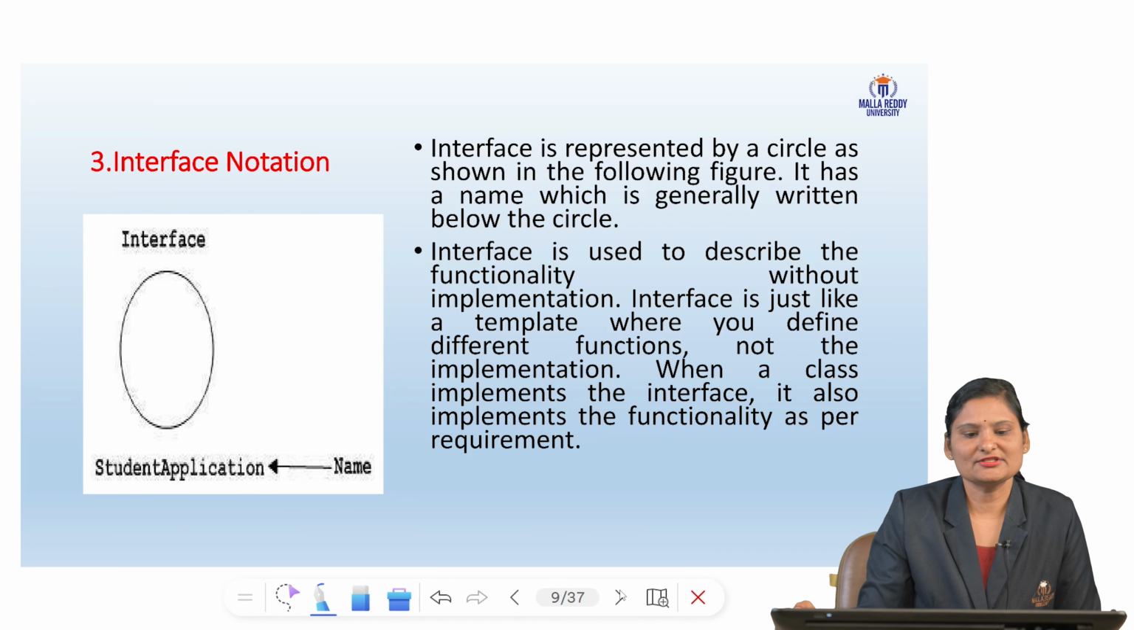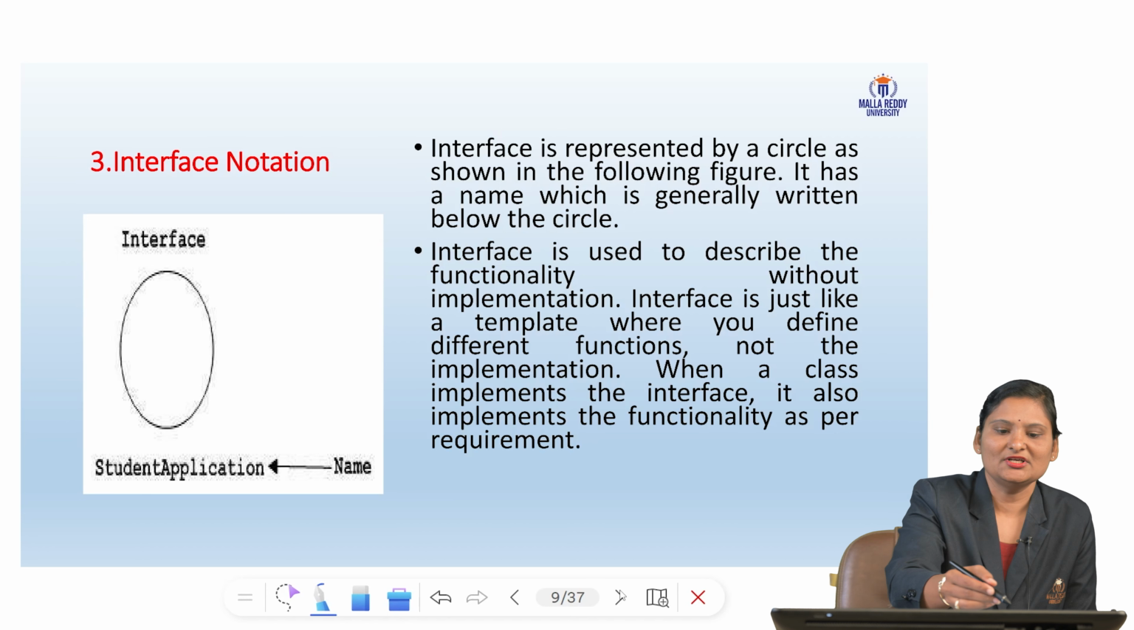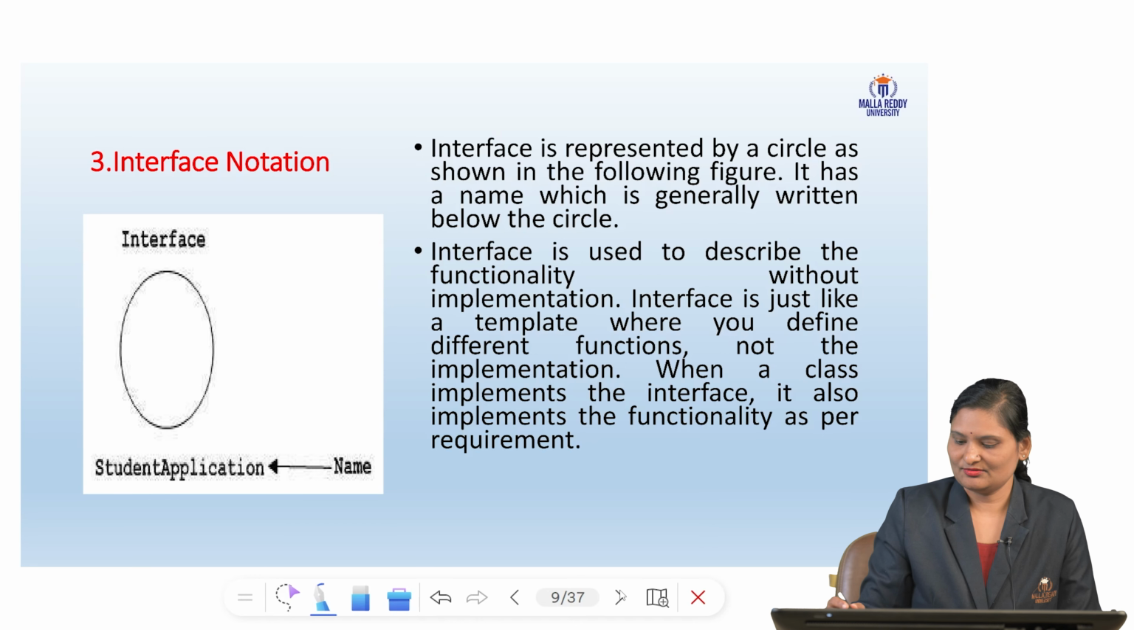The third thing is interface notation. So what is meant by an interface? It consists of abstract methods, which means it consists of functionality without implementation. Whenever we need to provide the interface specification in a diagram, we use the symbol of a circle, where it consists of the interface and you are also able to specify the description of the functionality. Whenever we want to implement the functionality of an interface, we can combine this symbol with a class notation.